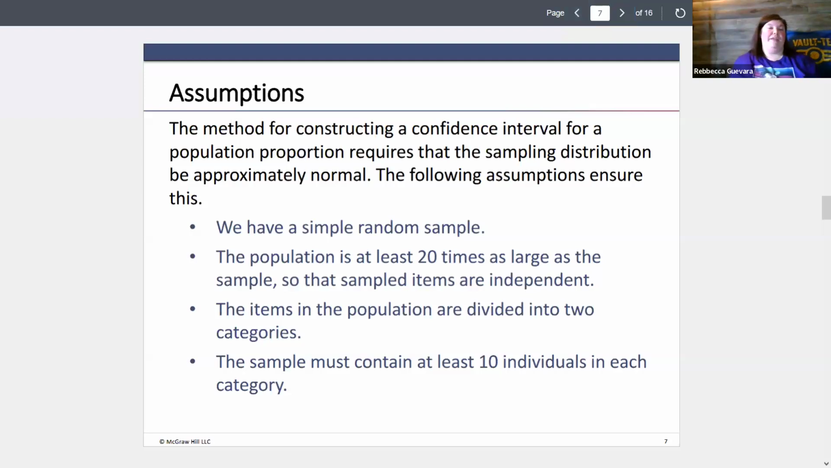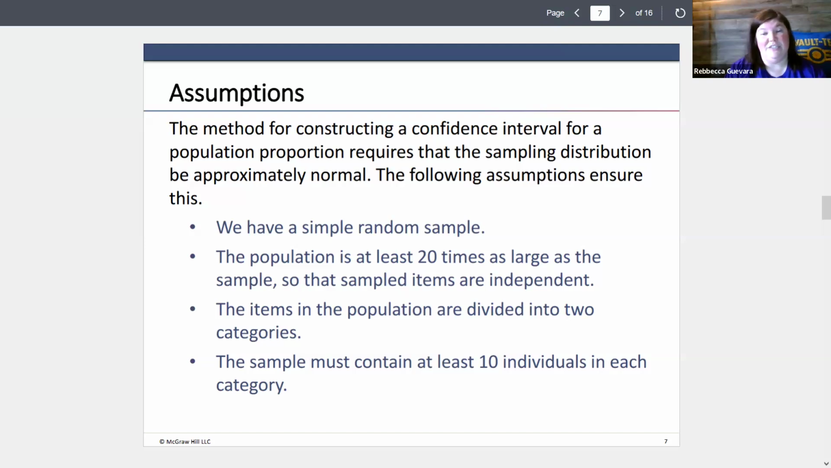So assumptions to be made here. The method for constructing a confidence interval for a population proportion requires that the sampling distribution be approximately normal. The following assumptions assure this. So this is what we saw when we were talking about population proportions before. We have a simple random sample. That one's a little hard to guarantee. We always assume that's what we have.